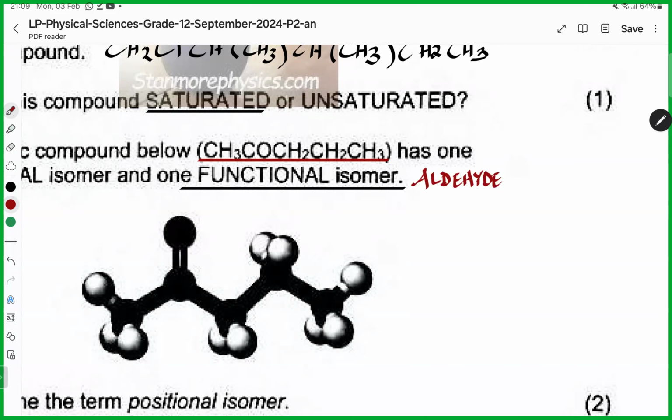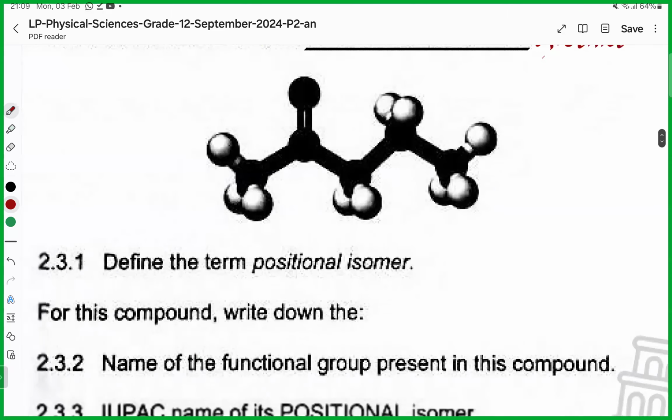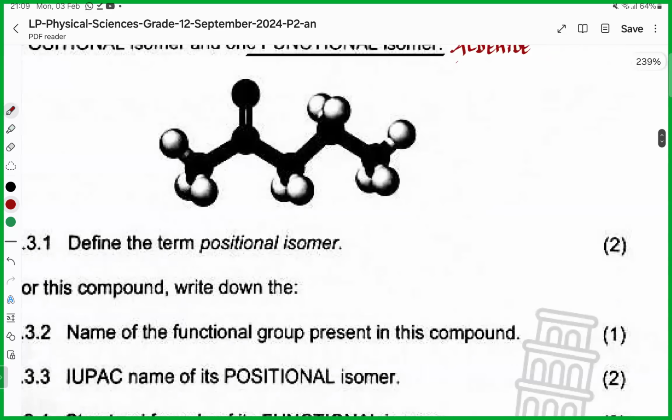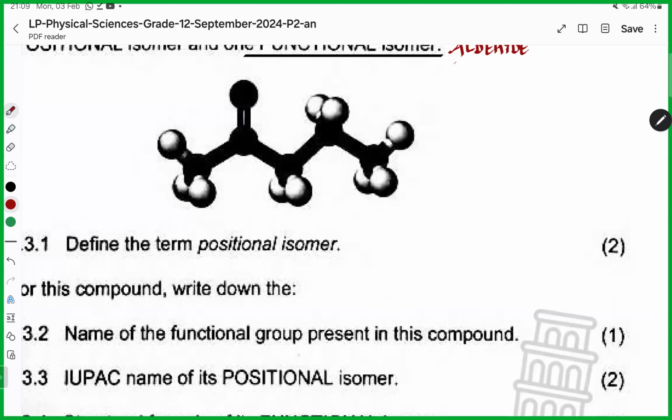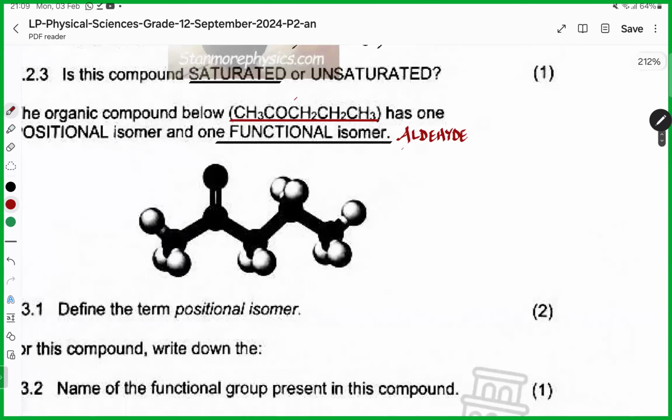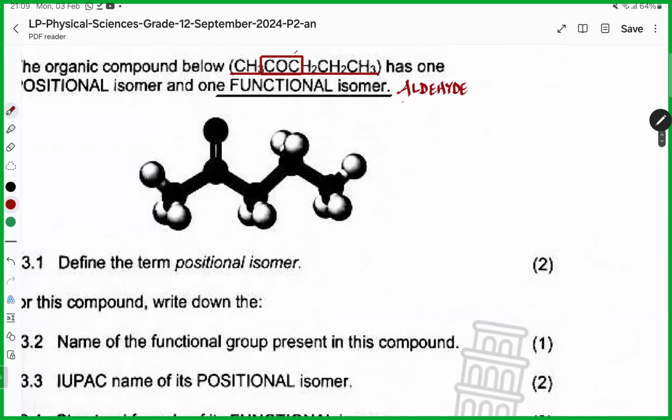What makes them functional isomers? They have the same number of carbons and hydrogens. They have different functional groups. They're going to have the same molecular formula. So this ketone and its corresponding aldehyde will have the same molecular formula. They'll have different structures with different functional groups. Write down the name of the functional group present in this compound. What is the name of the functional group here? Carbonyl.